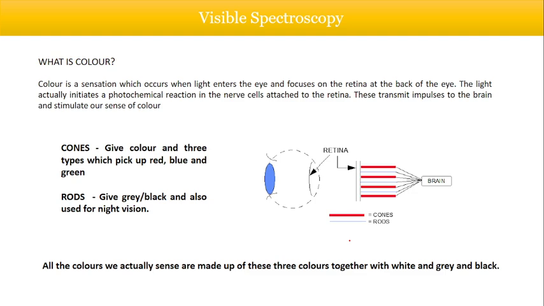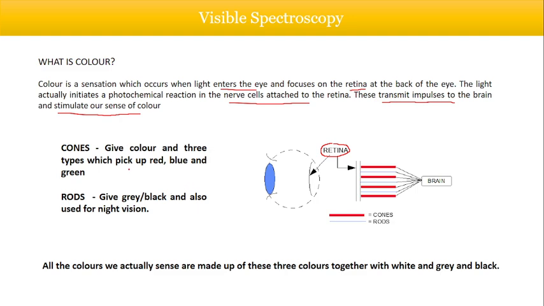Now, what is visible spectroscopy? Before we move on to visible spectroscopy, we have to understand what color is. We all know what color is. Color is a sensation which occurs when light enters the eye and focuses on the retina at the back of the eye. This light initiates a photochemical reaction in the nerve cells attached to the retina, and they transmit impulses to the brain, from which we get the sense of a color.